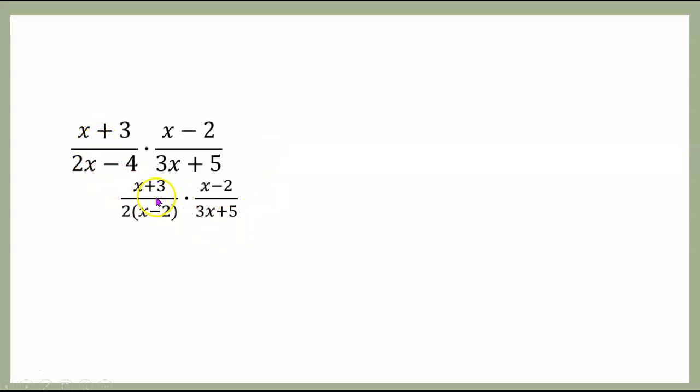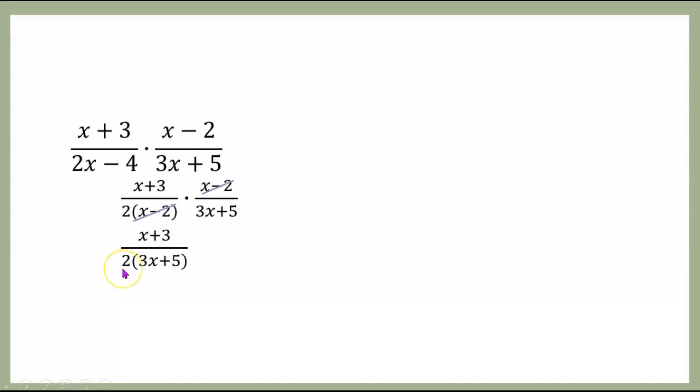So here's what we got. I factored the 2x minus 4 into 2 times x minus 2. And that x minus 2 on the bottom can cancel with a factor of x minus 2 on the top. And then that's the only thing that does cancel here. So what we have left is x plus 3 over 2 times 3x plus 5.